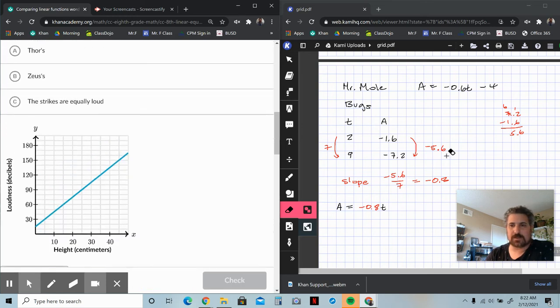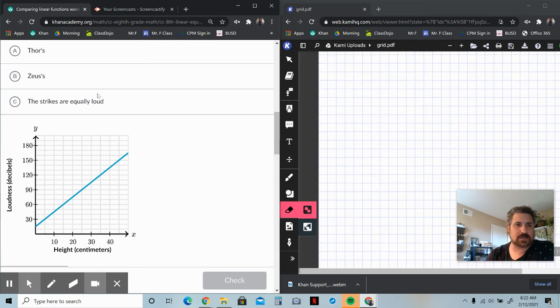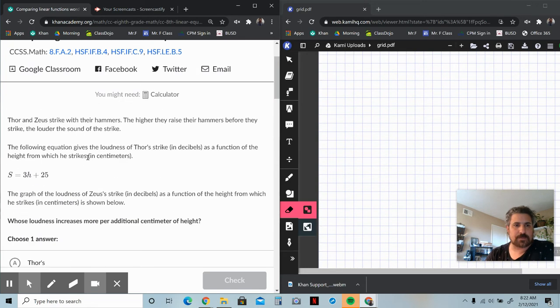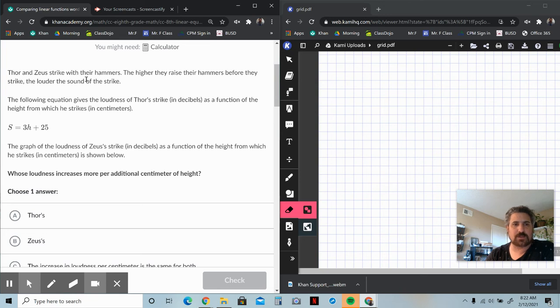All right, let's do the next one. So this one here says, okay, Thor and Zeus strike with their hammers. The higher they raise their hammers before they strike, the louder the sound of the strike. The following equation gives the loudness of Thor's strike in decibels as a function of the height from which he strikes in centimeters. Okay, S equals 3H plus 25. The graph of the loudness of Zeus's strike in decibels as a function of the height from which he strikes in centimeters is shown below.